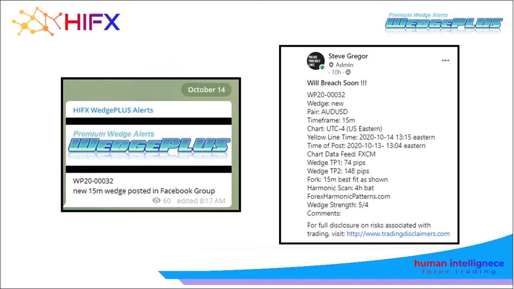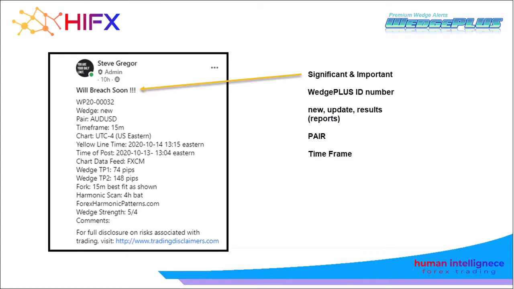Now let's look at the data inside that wedge. So the first thing is that significant important statement. That will only appear infrequently. You won't see that on every wedge. That's just a note that says, hey, this is significant. Pay attention to this. It might breach soon.